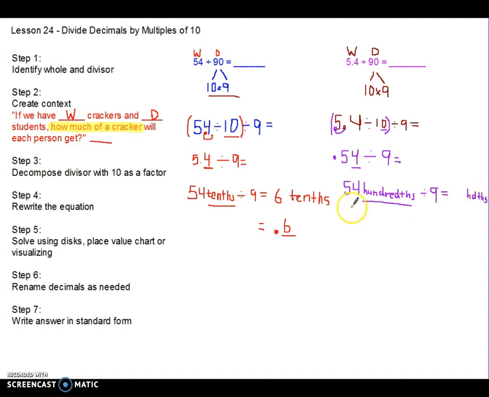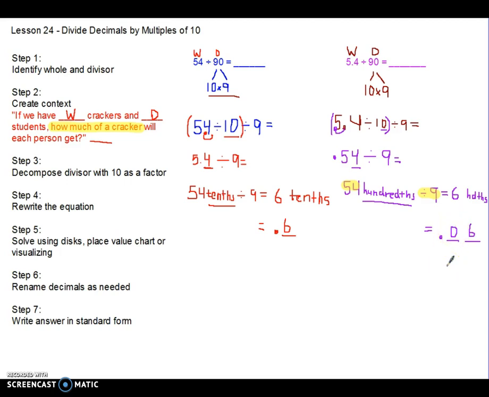And then I take a look at my numbers, and I have 54 divided by 9. And I know that 54 divided by 9 is equal to 6. So I know that my answer is 6 hundredths. And then I want to write my answer in standard form. So I'm going to place my decimal. I know that hundredths goes 2 place values after the decimal. And then I fill in my answer of a 6. And my empties get filled in with a 0.